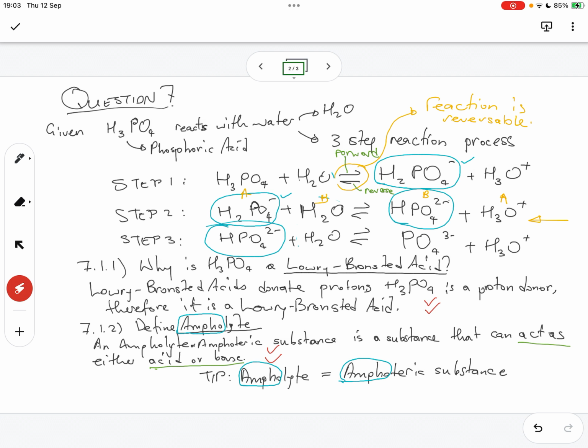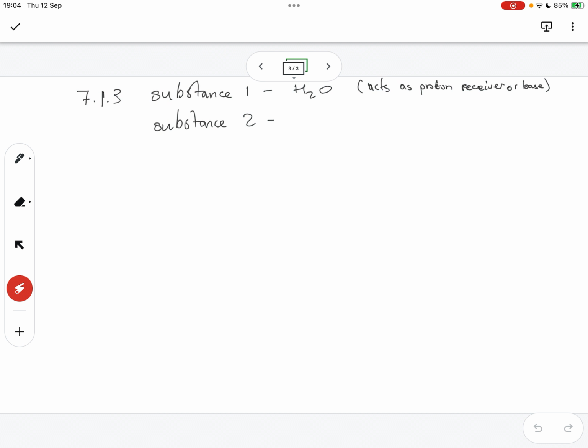Then the next question is, write down one conjugate acid base pair for step 2. Do we know what a conjugate acid base pair is? Yes or no? Thumbs up for yes, thumbs down for no. Any conjugate acid base pair.